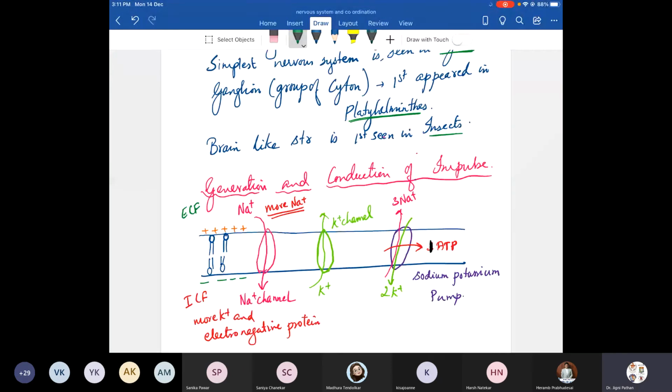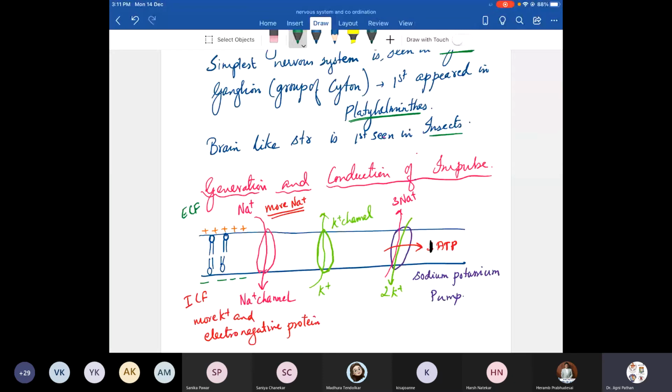Sodium is outside in the ECF, sodium is more. So the membrane is positive, plus sign you can see in the ECF. In ICF, you can see more of potassium and more of electronegative protein. That's why inside the membrane, it's negatively charged.